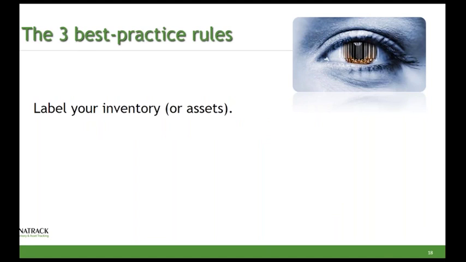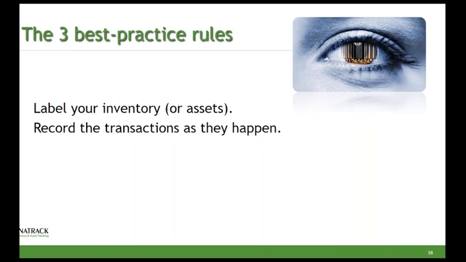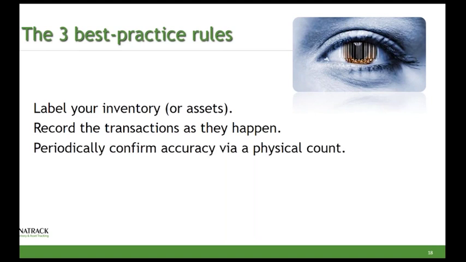Number 1, you label your inventory or your assets so that you can identify it. And by labeling your inventory or your assets, we predominantly care about the barcode. The second thing that you do is you record the transaction as it happens. So whatever you're doing to interact with that piece of inventory or asset, don't miss that at the time it happens to capture it. And then 3, you periodically confirm the accuracy via physical count, because this closes the loop of being able to capture all your transactions.